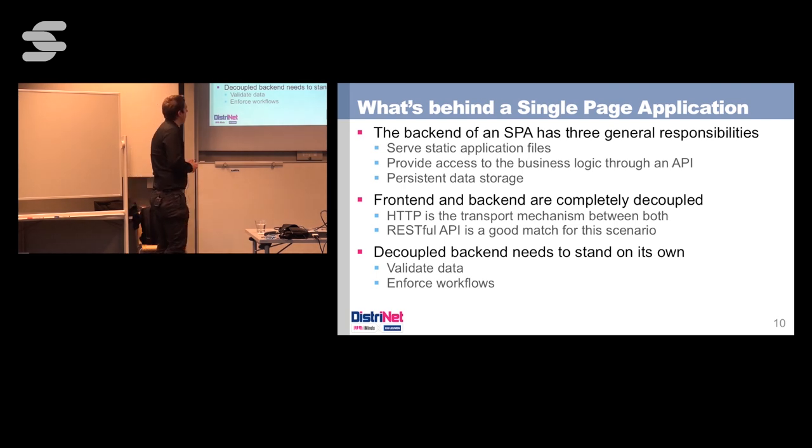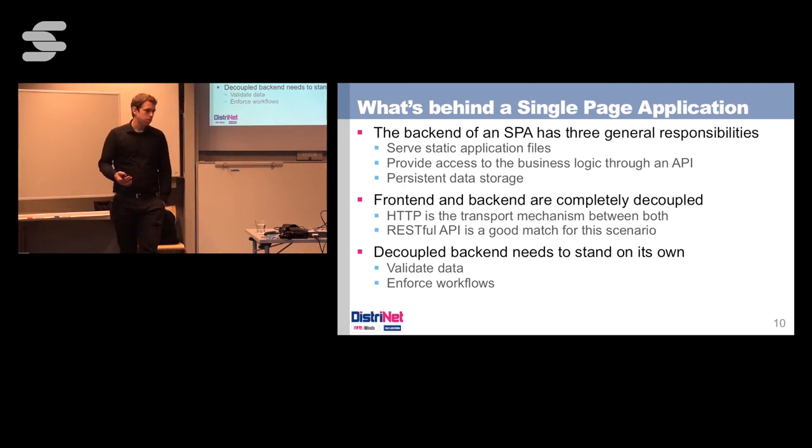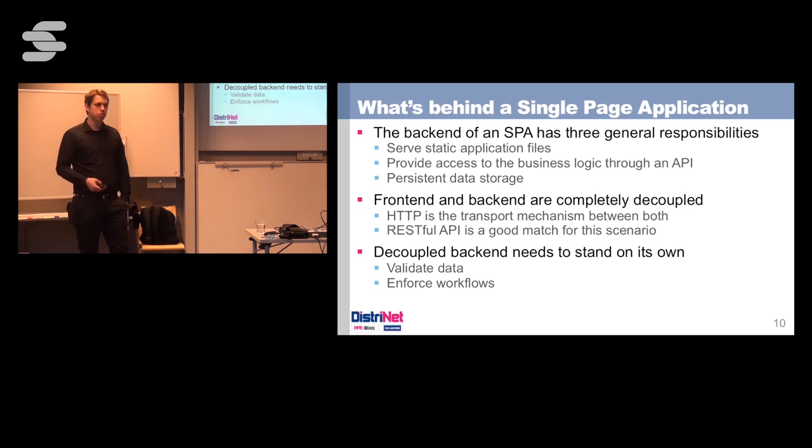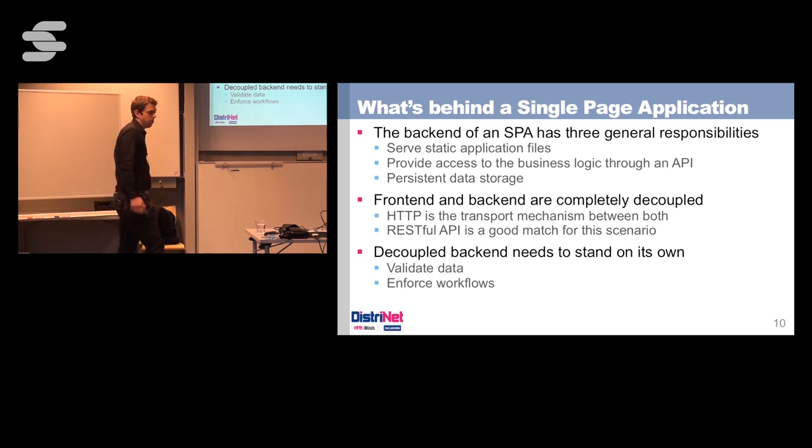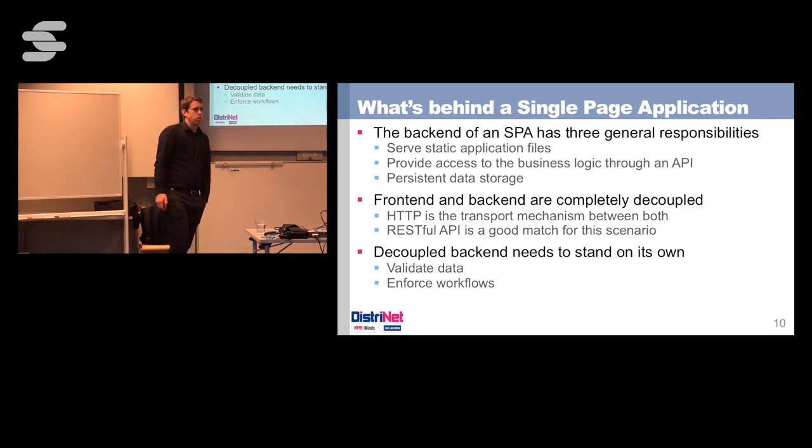Next, you need to provide access to the business logic through an API. Of course, in our case, you have items stored somewhere. You want to create items. You want to enforce access control on that. So that has to be in an API somewhere. And you want to store your data persistently.